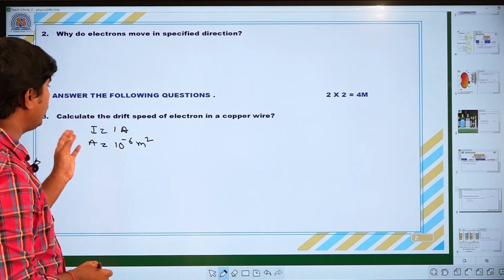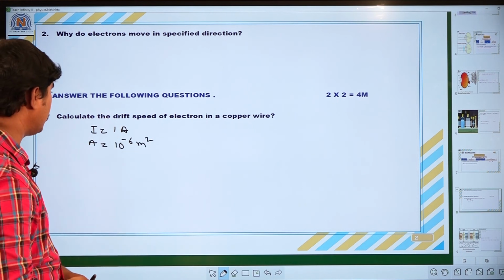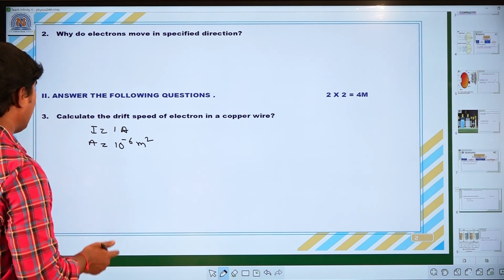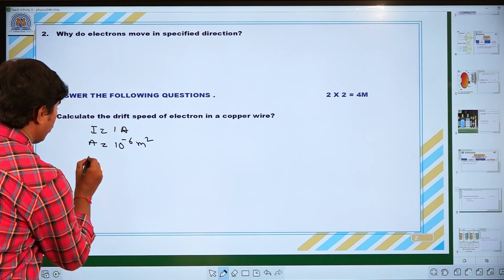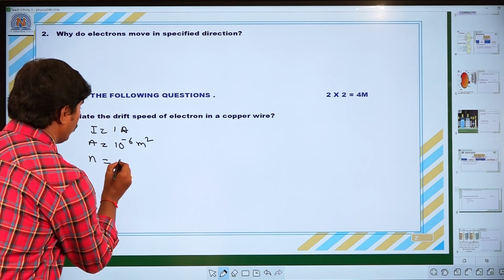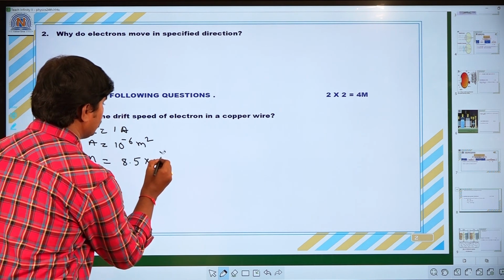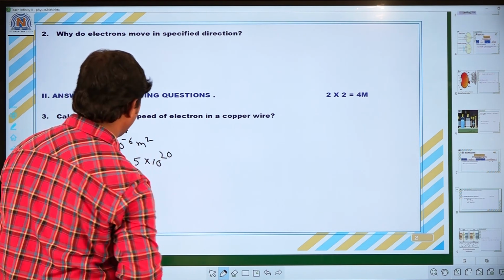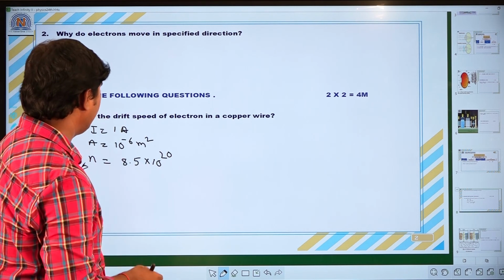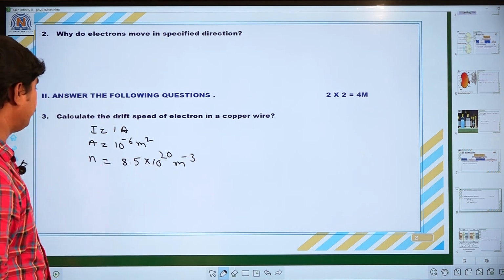So, the current is passing through that copper wire. Just assume that 1 ampere current is passing, and that area of cross section is 10 power of minus 6 meter square. And here, what is the density of the electrons? The density n is equal to 8.5 into 10 power of 20 per meter cube, meter power minus 3. So, that is the density.